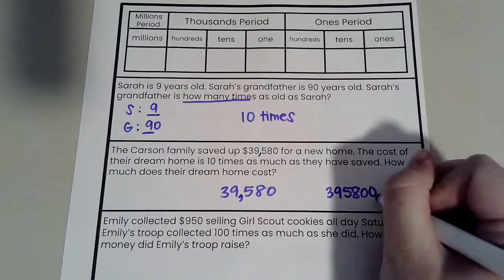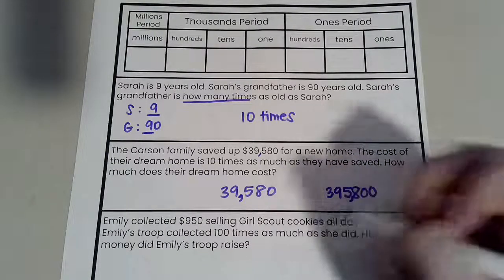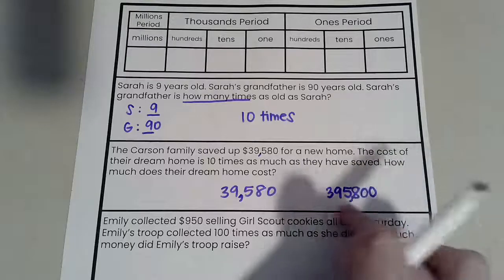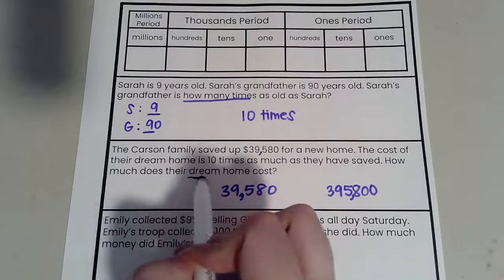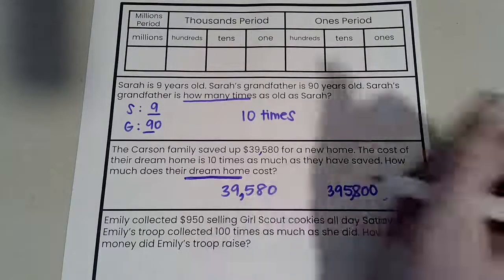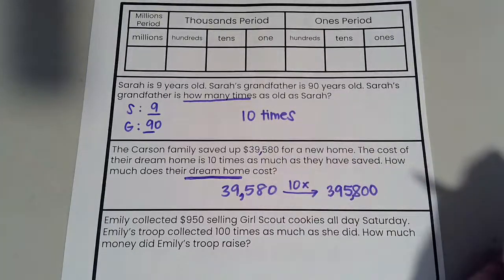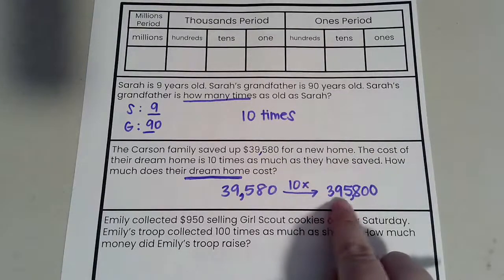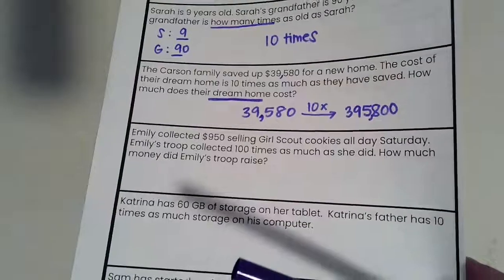So now let's count back. 1, 2, 3, because we have to put our comma to separate our periods. Sorry, mine's a little squishy. But so we figured out that their dream home costs 10 times as much as this, which means, remember, when I write, you're going to write that it costs $395,800. Okay? All right, let's keep going.